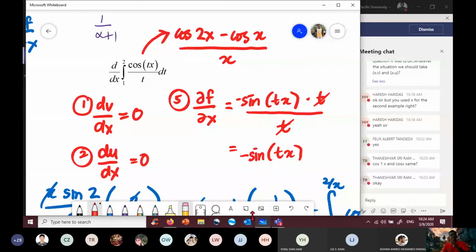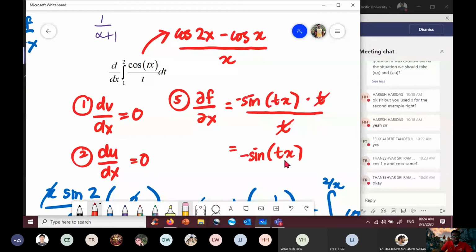So cos you differentiate, you get negative sine, but by using chain rule, right? When you differentiate tx, you get t. So that's why I have a t here. But the moment I put t, I see that the t here and the t in the denominator can cancel off. So that's the final thing I get for ∂f/∂x.